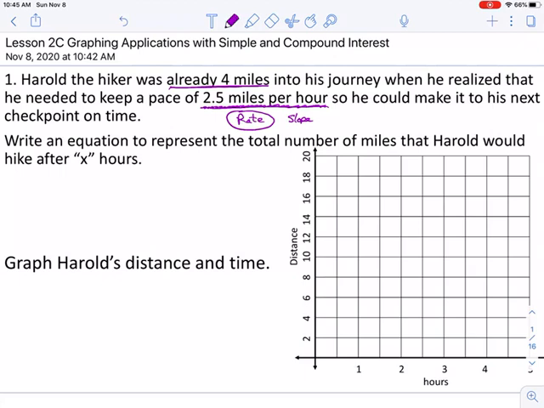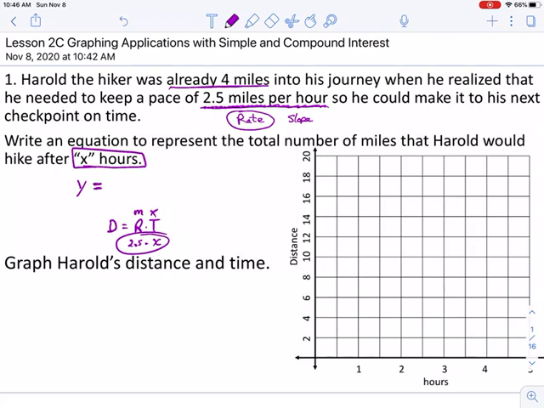So if y is the total number of miles hiked, and he's hiking for X hours, one of the most important things that you should know about rate is this little formula, distance equals rate times time. This becomes very handy. If the rate is 2.5 miles per hour and the time is X hours, that becomes our M and the X. And remember, Y is the total distance hiked, so distance equals rate times time works in this case.